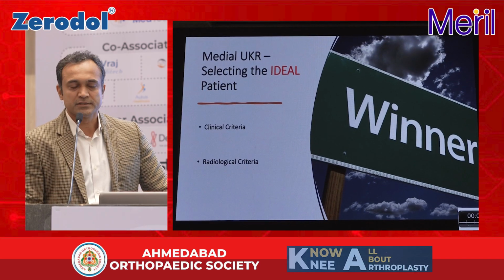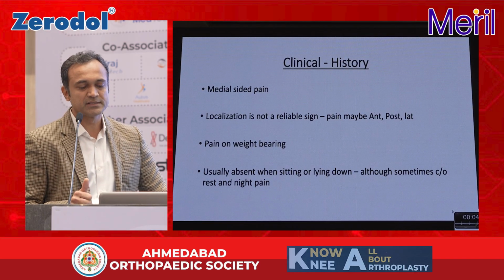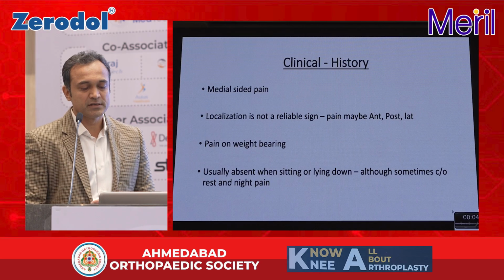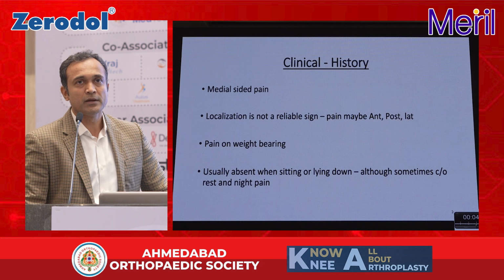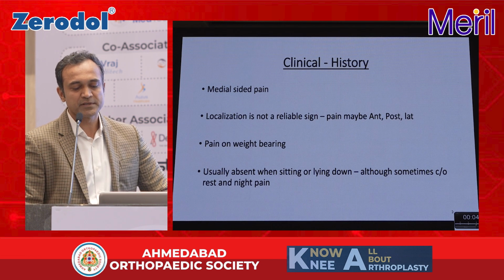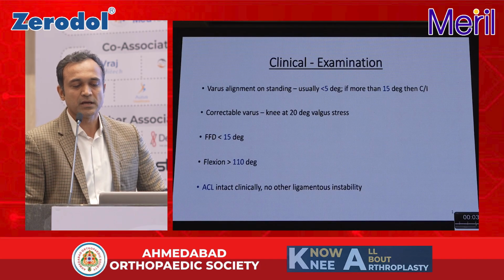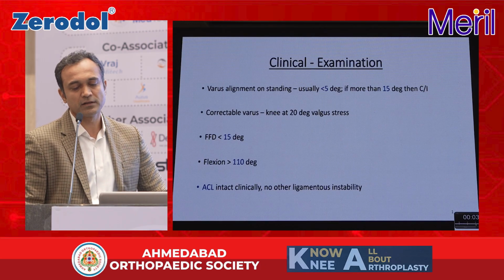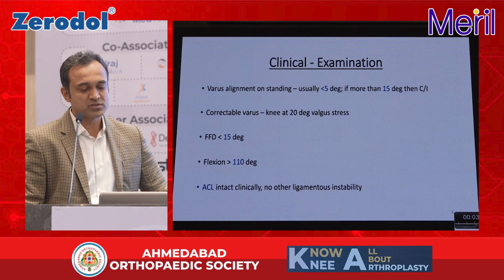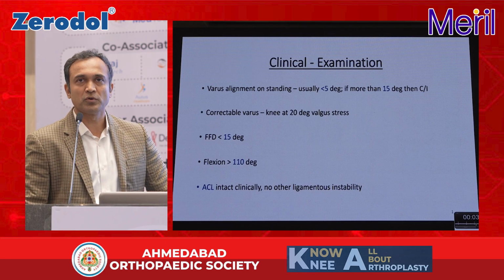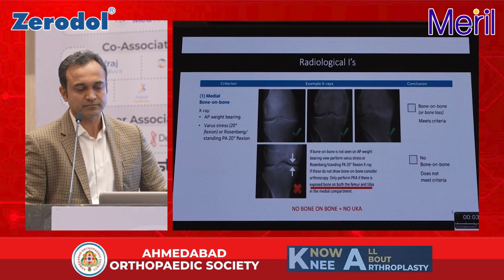What are these criteria? There are clinical and radiological criteria. Clinically, the patient should have medial-sided joint pain. Localization is not a reliable sign. Pain may be anterior, posterior, or lateral. Pain on weight bearing is important, usually absent when sitting or lying down, although sometimes night pain can happen. On examination, you have a varus of less than 15 degrees, a correctable varus, flexion deformity not more than 15 degrees, flexion up to 110 degrees, and the ACL should be functionally intact.